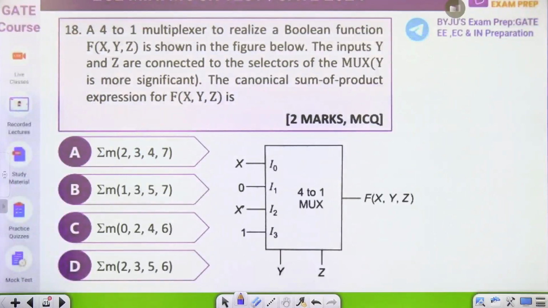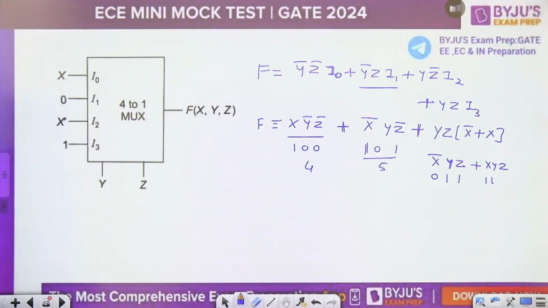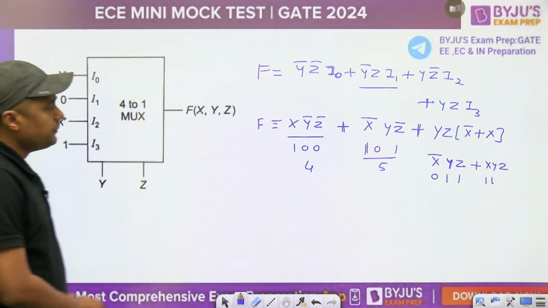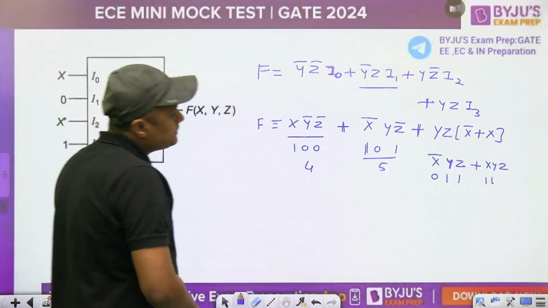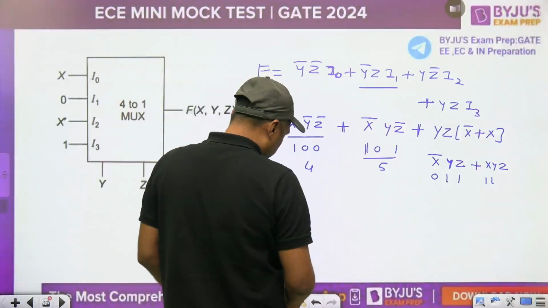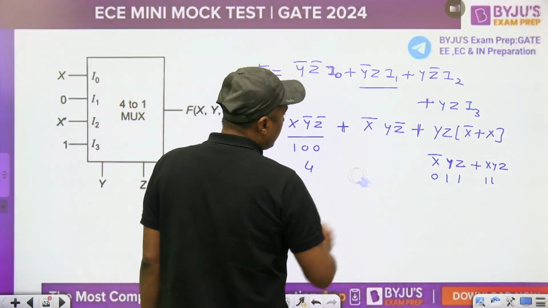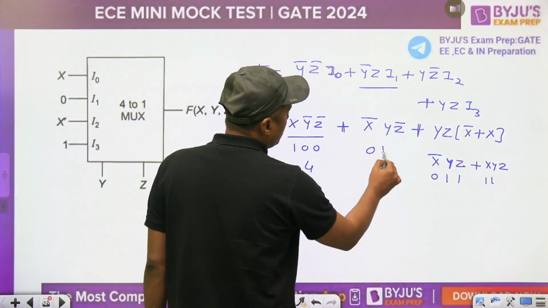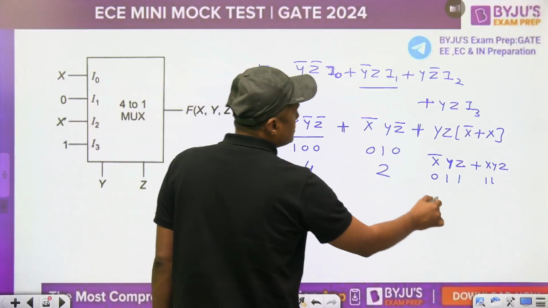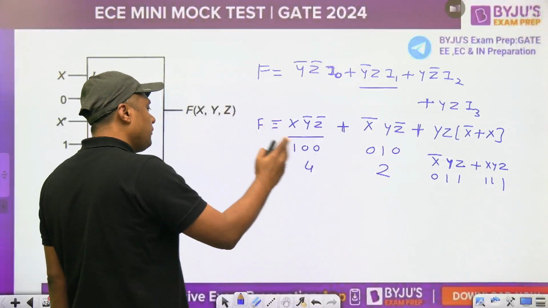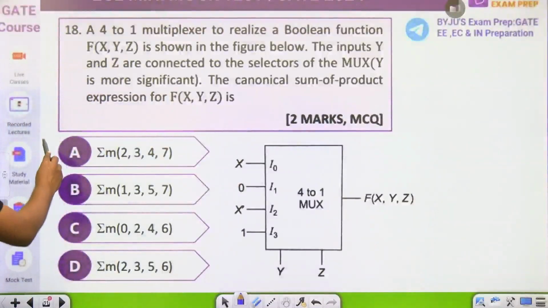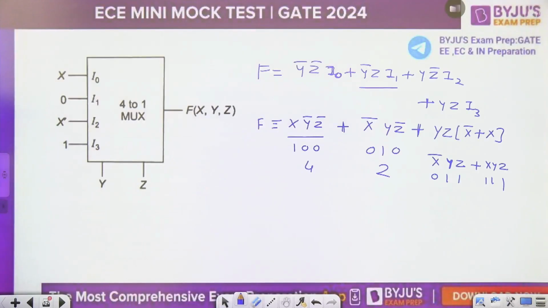Please check the numbers we are getting. This is 1, 0, 0, which is 4. So we are having the 4 here. And that is 0, 1, 0, sorry, this is 0, 1, 0, because of the technical problem. This is 2. And this is 3, and this is 7. So the numbers are 2, 3, 4, 7. Option A, minterms 2, 3, 4, 7. Okay then, next one.